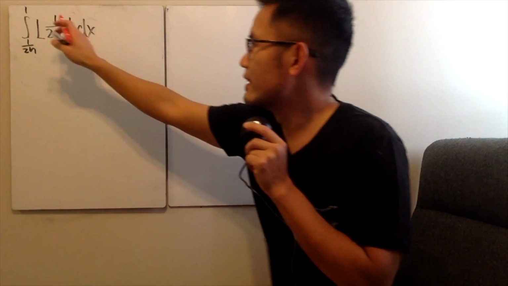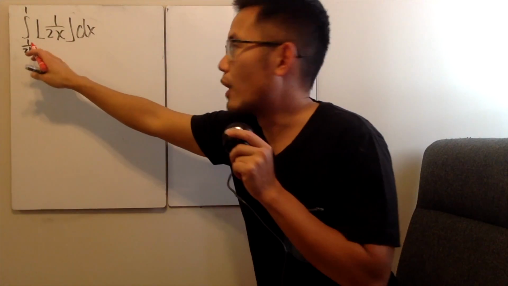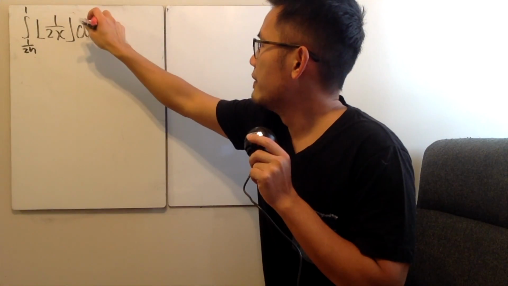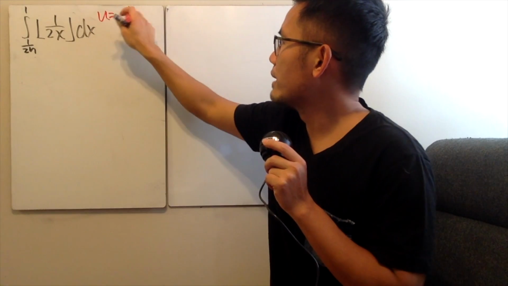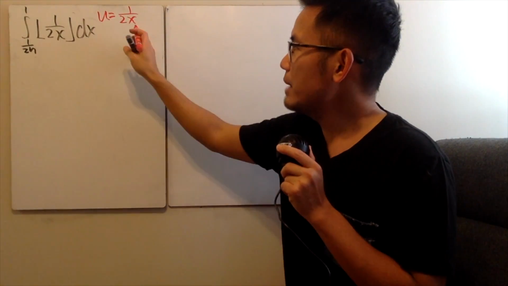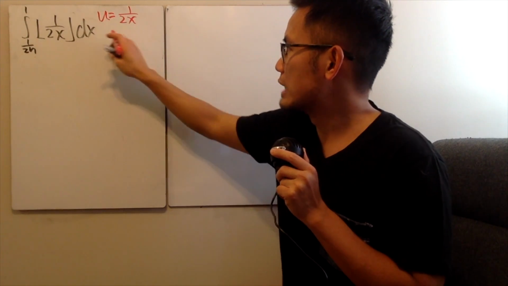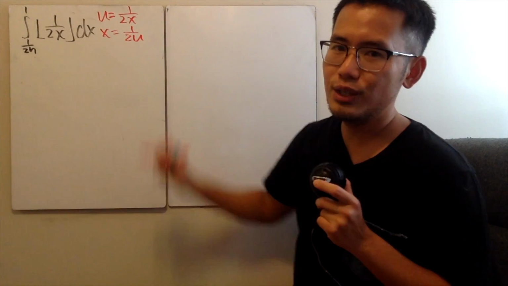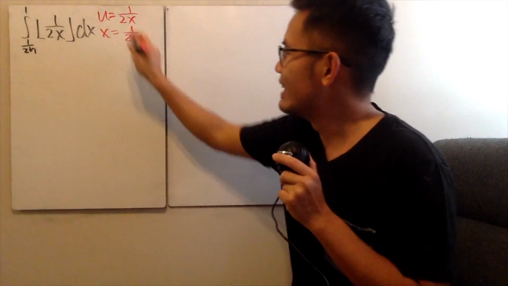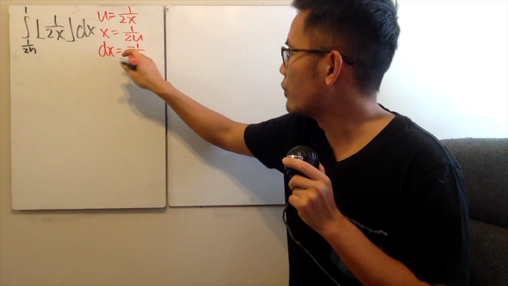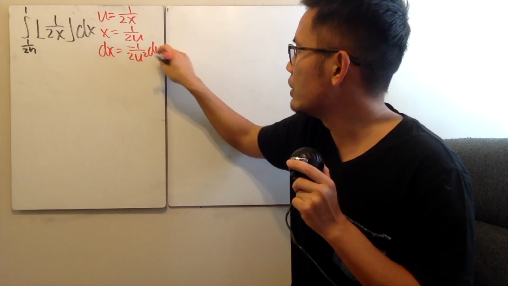Okay, to integrate the floor of 1 over 2x from 1 over 2n to 1, first we will take a u sub. So I'll write it down right here. Let u be the inside, which is 1 over 2x. And then of course do the usual business. Let me multiply both sides by x and divide both sides by u. So we get x is equal to 1 over 2u. It's easier to take the derivative this way. And then we get the dx right away, and that's going to be the derivative of that, which is negative 1 over 2u squared du.